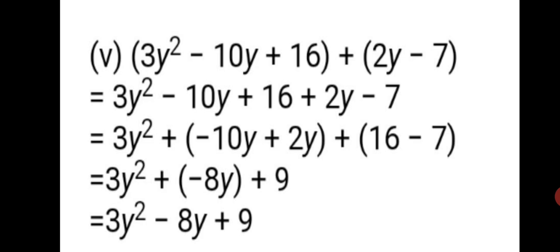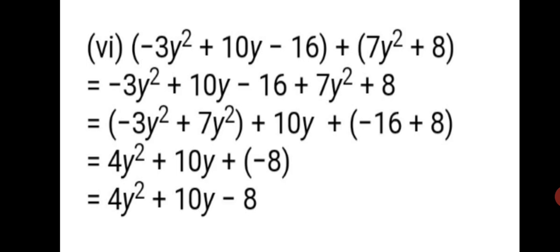Now you will solve 3y square again as it is, plus 10y is negative. So minus 10y plus 2y, plus and minus operation, minus 10 minus 2, 8, and sign of greater is negative. So negative for the answer also. So minus 8y goes in bracket, plus 16 minus 7 is 9. Now we will open the bracket, plus into minus operation minus. So 3y square minus 8y plus 9 is your final answer.